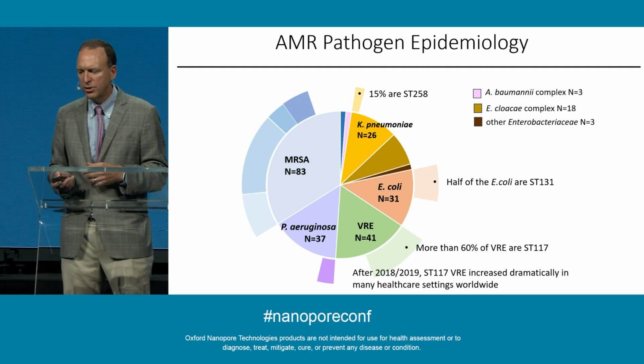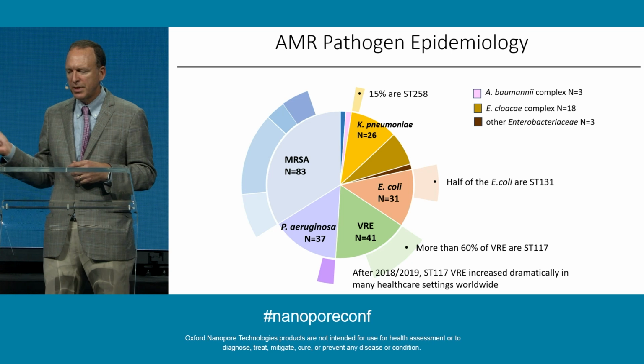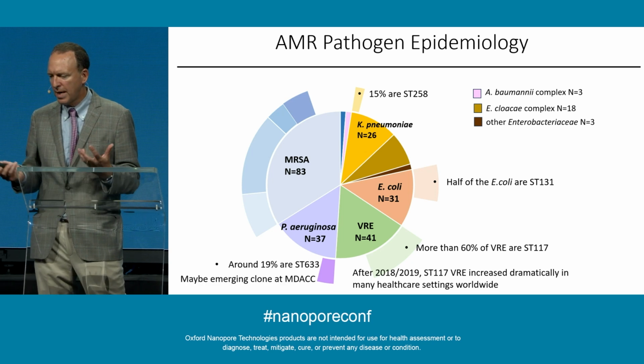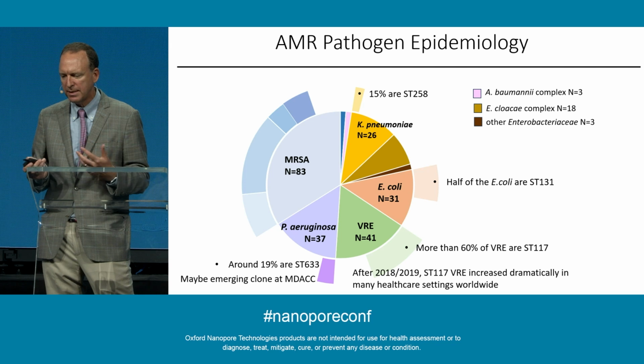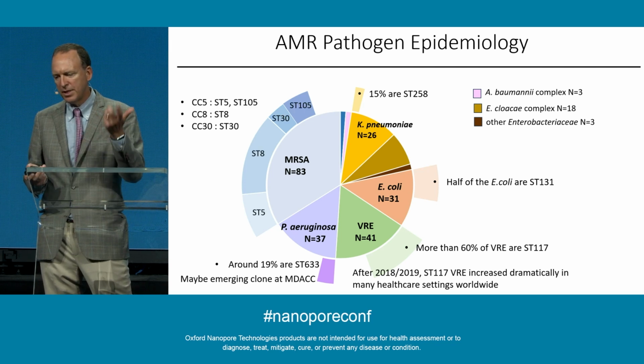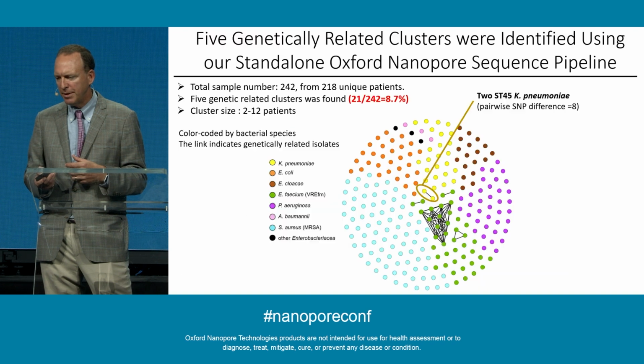And I do want to call attention to VRE. More than 60% of our strains were ST117, which is an emerging clone. We also had a clone of Pseudomonas aeruginosa called ST633. This just means sequence type, and it could be emerging. And the MRSA strains are those that we see in the community.